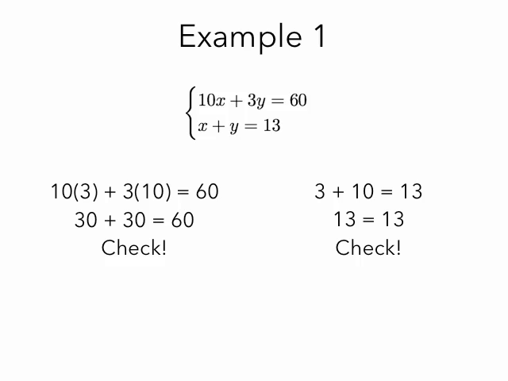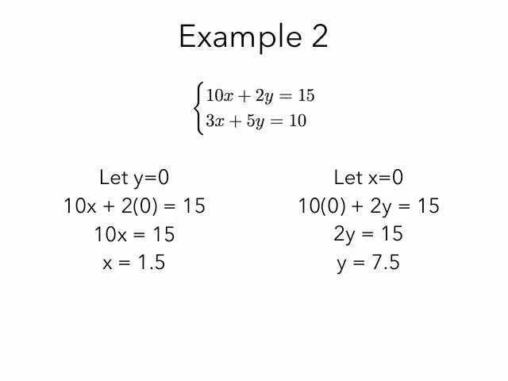Let's take a look at a second example. 10x plus 2y equals 15 and 3x plus 5y equals 10. Let's graph the first one first. So we let y equal 0. We get 10x equals 15, and so x equals 1.5. It's not a whole number. That might be an issue later. We let x equal 0. We've got 2y equals 15, and y is 7.5.